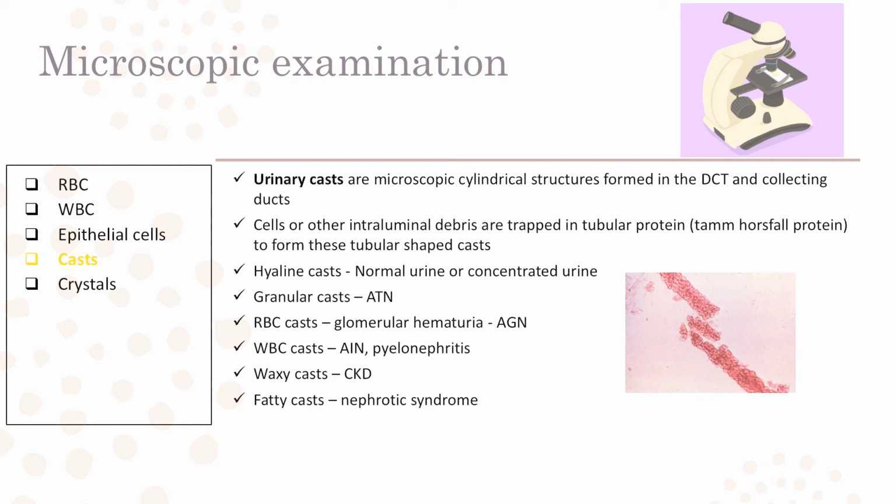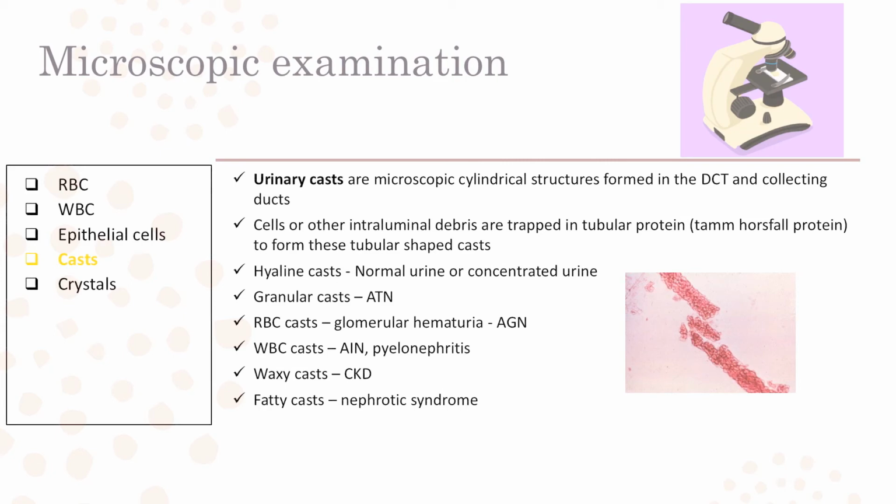Casts are very important. These urinary casts are microscopic cylindrical structures which are formed in the DCT and collecting ducts. Right, they take the shape of the DCT and collecting ducts, and they make very different structures. So the cells or other intraluminal debris in the urine are trapped in the tubular protein. The tubules have some protein in them which is called Tamm-Horsfall protein. So whenever some excreted cells or other debris are trapped in them, they take the tubular shape, casts, right?